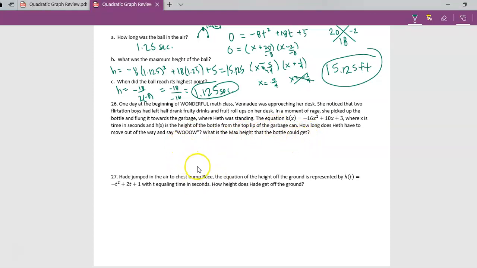Okay, so we have Mr. Mumford's creativity here. But basically it's just the same type of question as the previous ones. So it's asking us 2 questions. How long does he have to move out of the way? Because we're talking about when that thing hits the garbage can, we're looking for the x-intercept, where it will hit the garbage can. And then the max height, again, we're looking for the k value of our vertex. Okay, so 2 things. So first, let's factor this.